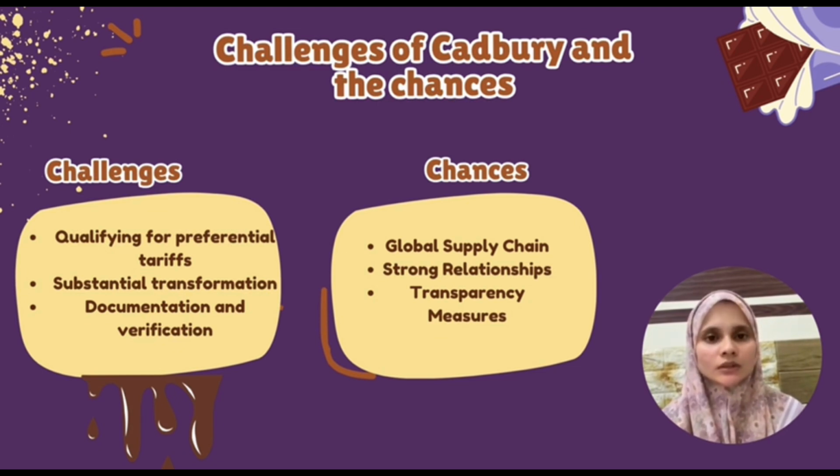Secondly, substantial transformation. FTAs often require imported goods to undergo substantial transformation within the exporting country to be considered originating. This means the product must be significantly modified from its original state. For Cadbury products, this could involve using a certain percentage of locally sourced ingredients or undergoing a specific manufacturing process.